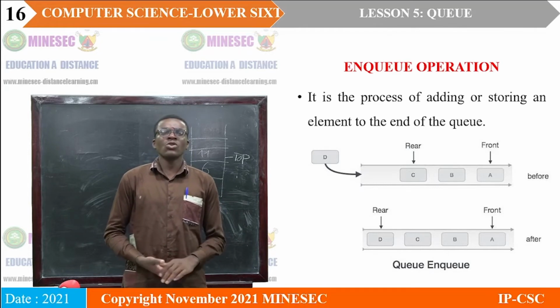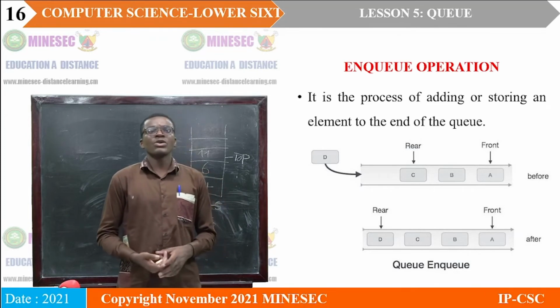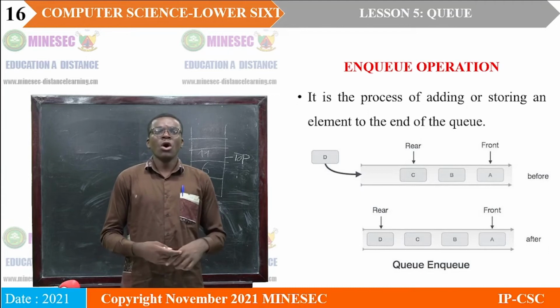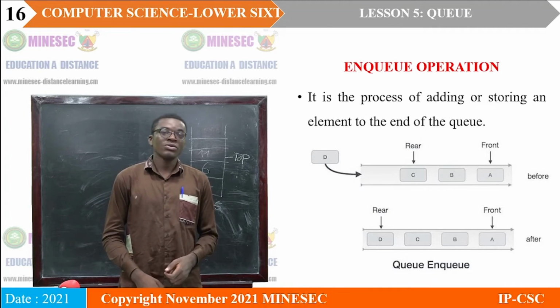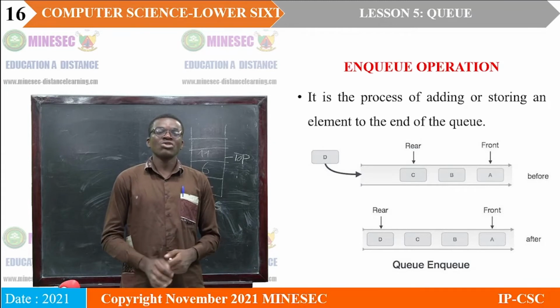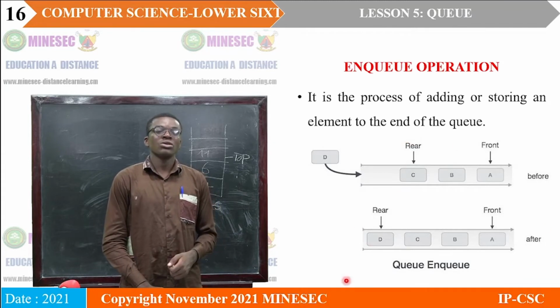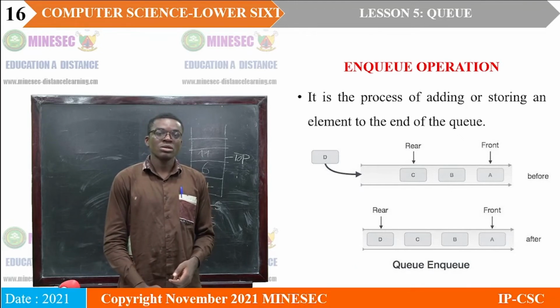The first operation we'll look at is the enqueue operation. The enqueue operation is the process of adding or storing an element to the end of a queue. As we earlier said, elements are added from just one end of the queue, and that end is known as the rear position. So we add elements into our rear position.